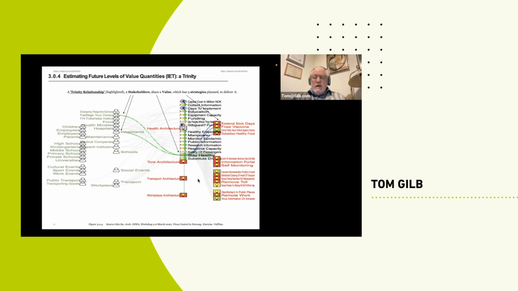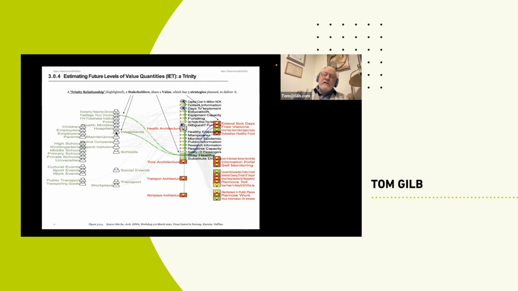Okay. Now, here is another view, but I've focused. Here are three different good ideas. This is actually planning for COVID, extend sick days, free vaccines, subsidize healthy food. They are trying to impact the stay healthy objective of the country, which in this case happens to be Norway. And the stay healthy objective is an objective that your doctor and the inhabitants have as stakeholders.